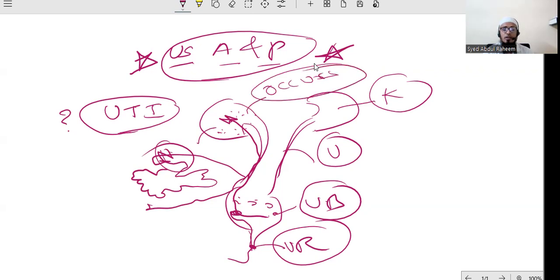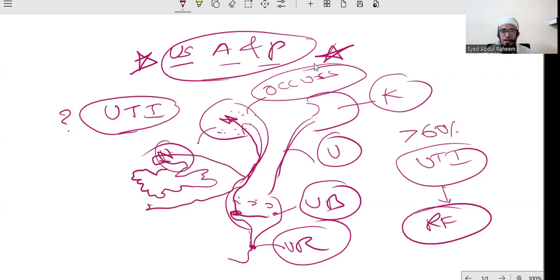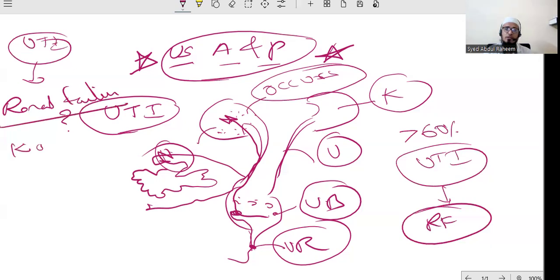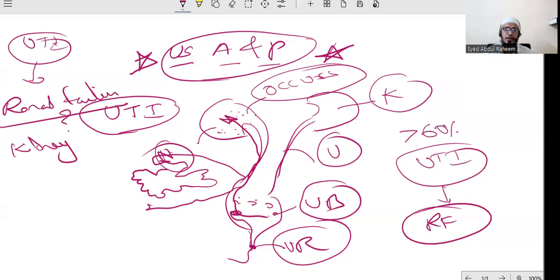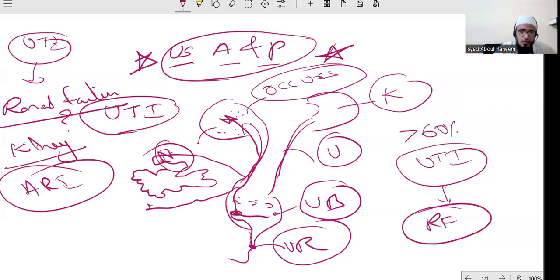So basically, most of the causes, most means more than 50 to 60%, UTI is one of the reasons of renal failure. Okay, kidney damage. UTI is one of the causes of renal failure or kidney damage. Okay, and we have kidney damage, acute renal infection. Okay, these are the things which are related to urinary tract infection. So that is the reason I started with UTI.